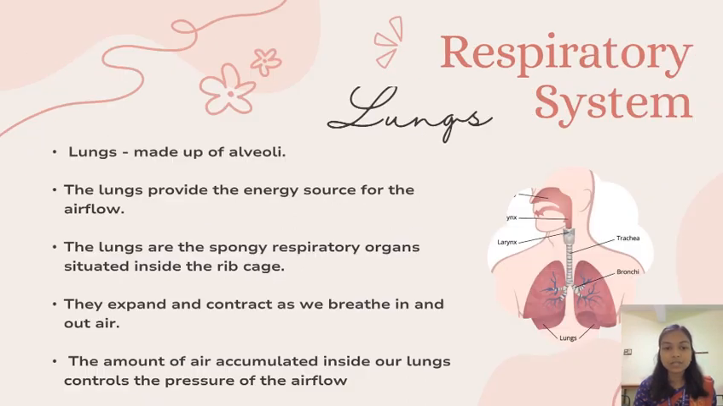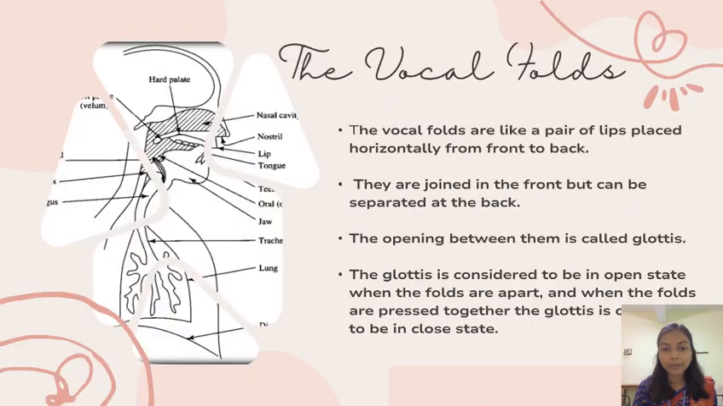So the first is the lungs. As we all know, the lungs, which are made up of alveoli, provide the energy source for the airflow. The lungs are the spongy respiratory organs situated inside the thorax. They expand and contract as we breathe in and out. The amount of air accumulated inside our lungs controls the pressure of the airflow.